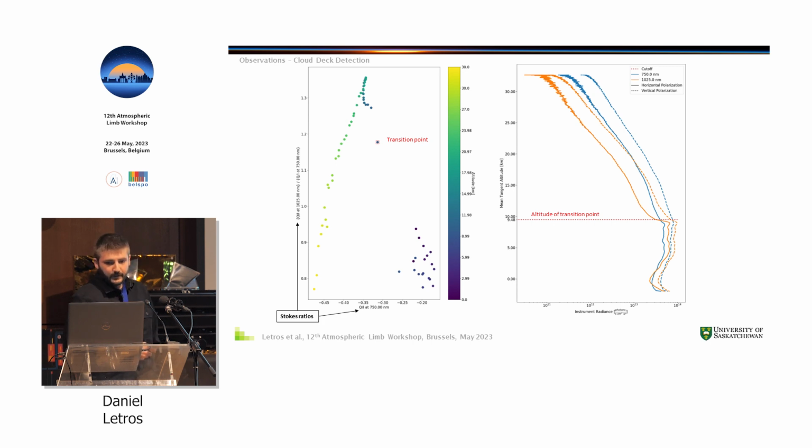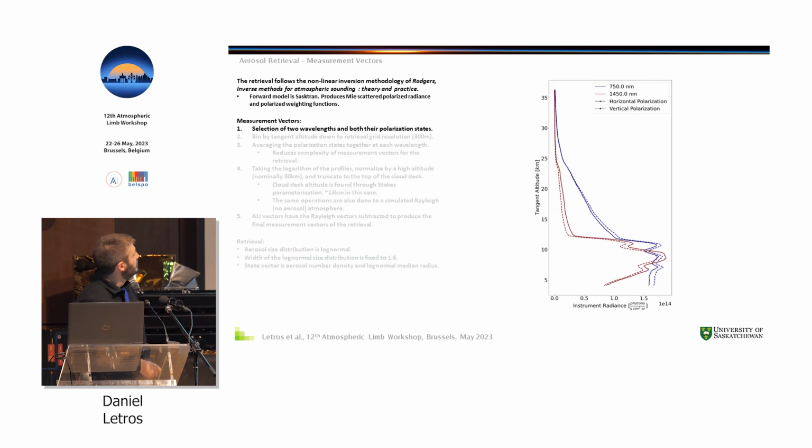Yep. And then we take these radiance profiles and we feed them to the retrieval. So an example retrieval I'm going to show here just follows the usual retrieval methodology that Rodgers has described in his book. For our forward modeling, we use SASKTRAN, which produces Mie-scatter radiance profiles as well as polarized weighting functions, and this ability is what makes this retrieval possible.